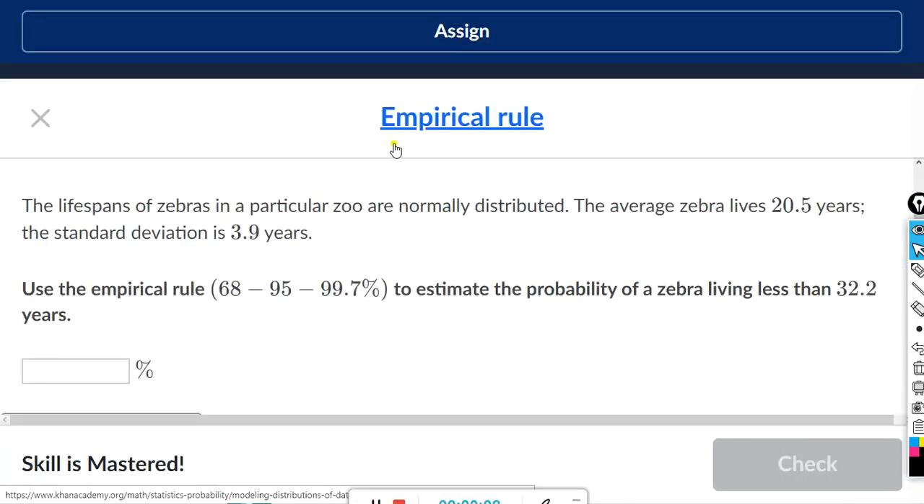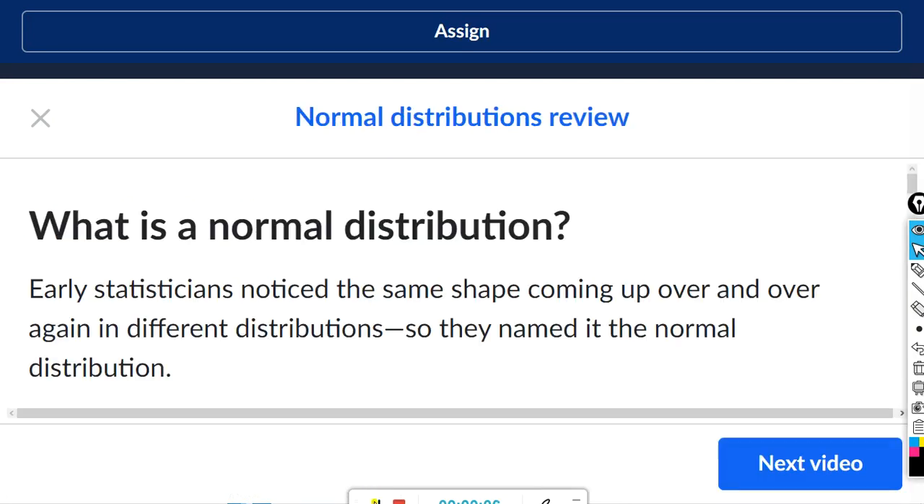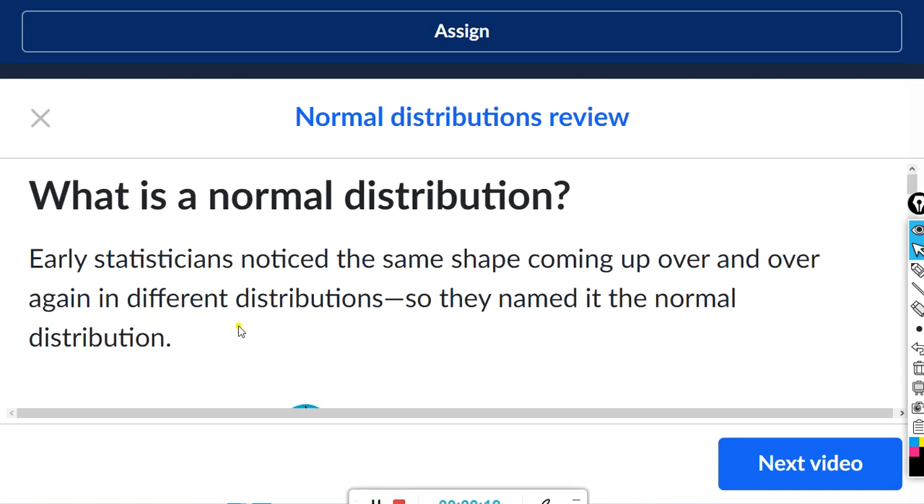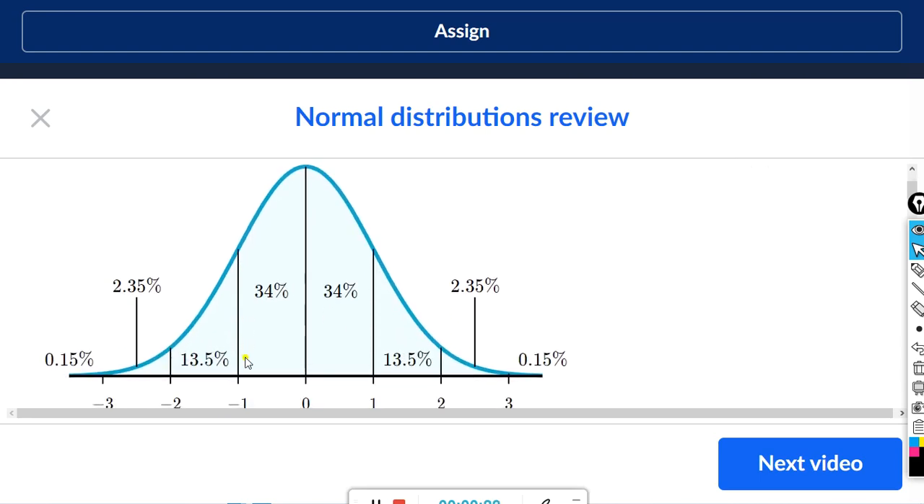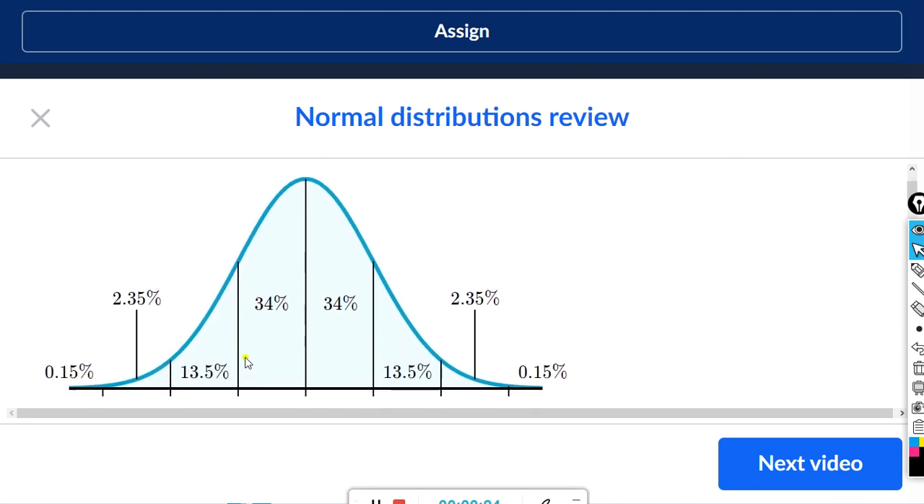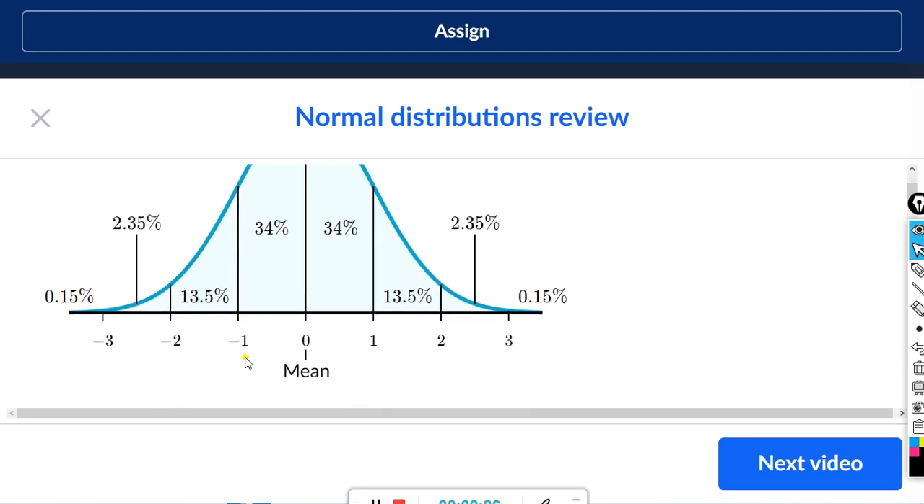All right, this will be for the assignment, empirical rule. So, some review before we get started about normal distributions. Statisticians noticed the same shape coming up over and over, so they named it the normal distribution. And I'll explain what these percentages mean in a moment.